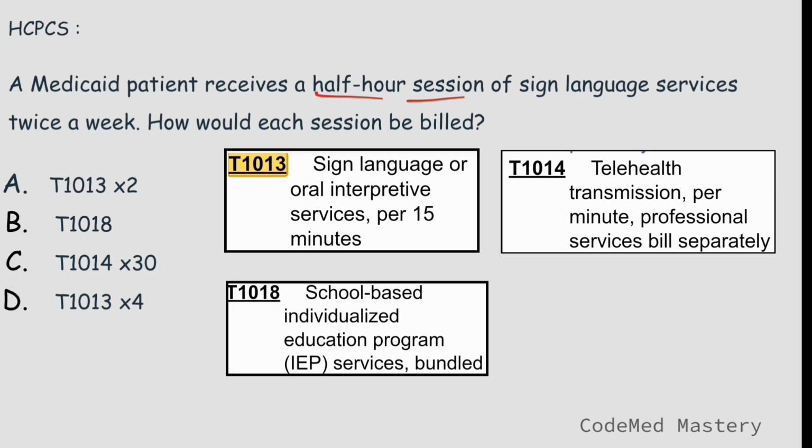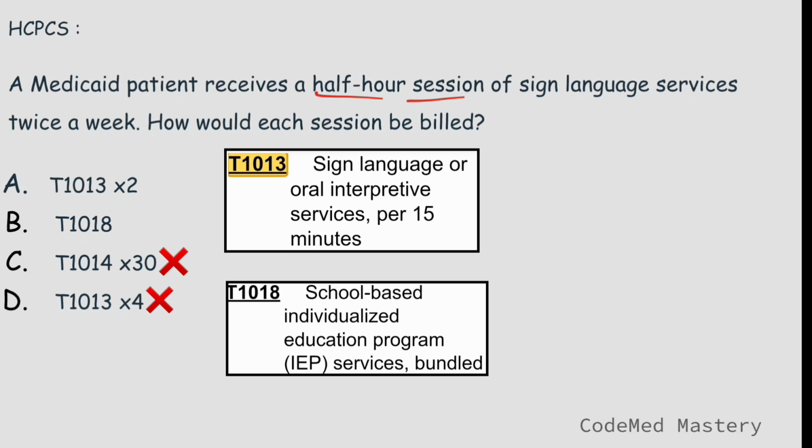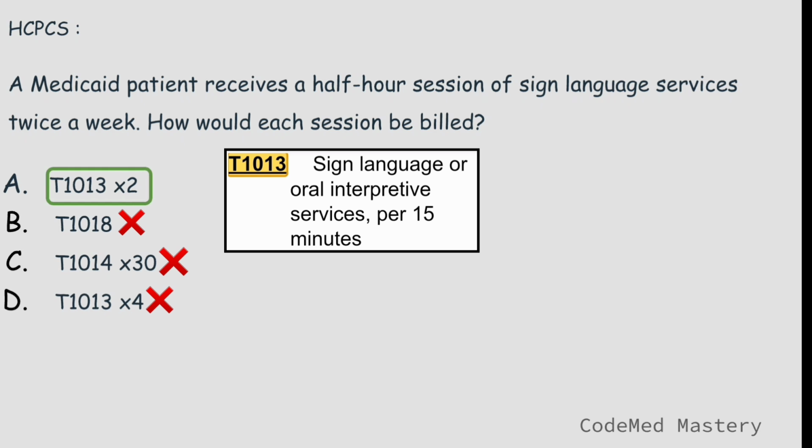So eliminate option D, and the code in option C T1014 is for telehealth transmission. This is not mentioned in the question, so it is wrong. Eliminate option C. And in option B, T1018 is for school-based individualized education. This is also not mentioned in the question, so option B is wrong. The right answer is option A.